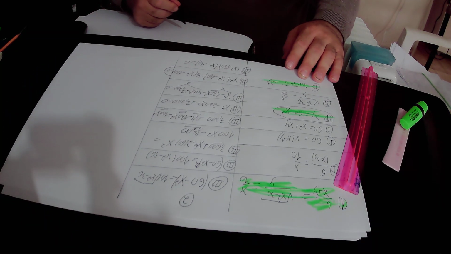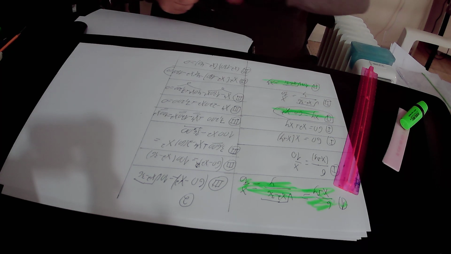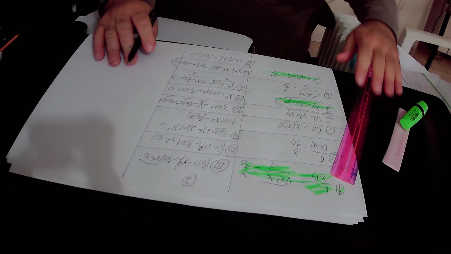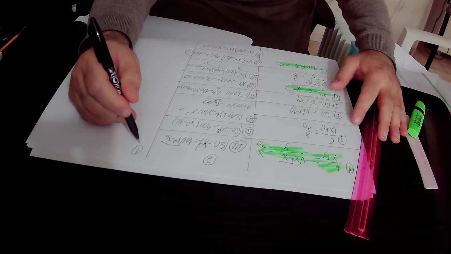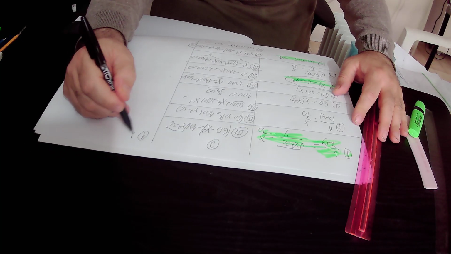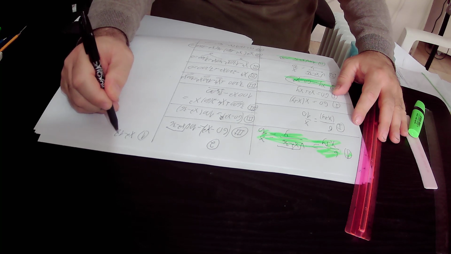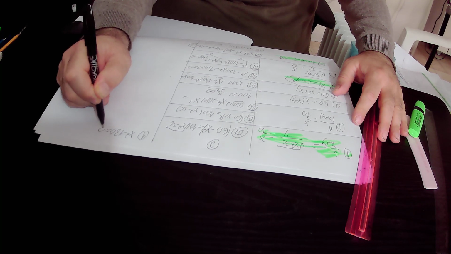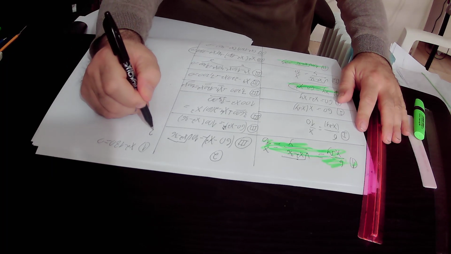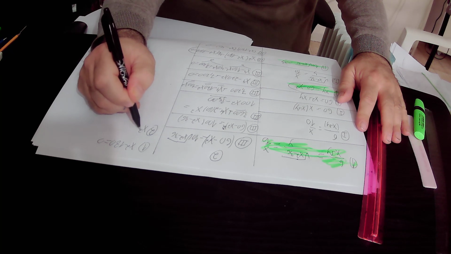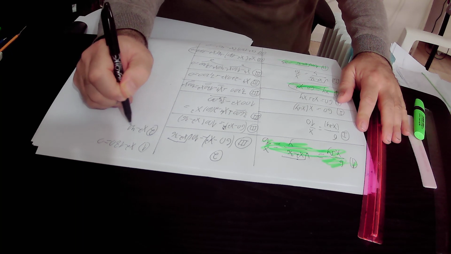So here we will have two solutions that are possible for x. The first solution for x is that either x squared minus 180 equals 0, and the second solution for x is that either x squared minus 40 is equal to 0.